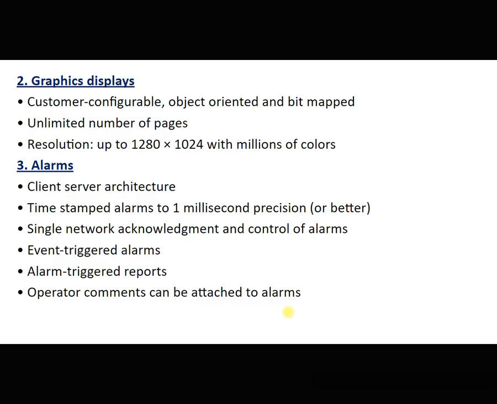How can I define alarms? It's an event which is generated when the process value exceeds the set value. Again, how you want it is user defined, so at what condition you need which alarm. There can be a low level alarm, a high level alarm, or a rate of change alarm. You can define the alarms how you want. Next, time stamped alarms with one millisecond precision, which means if anything happens, like at this time, at 28 minutes, one alarm popped up.